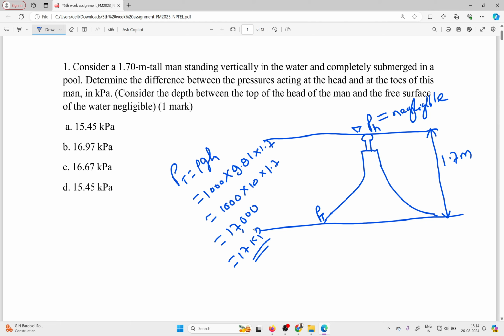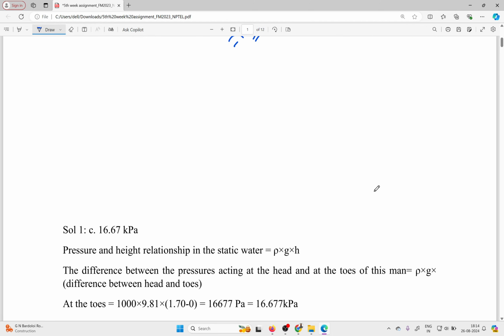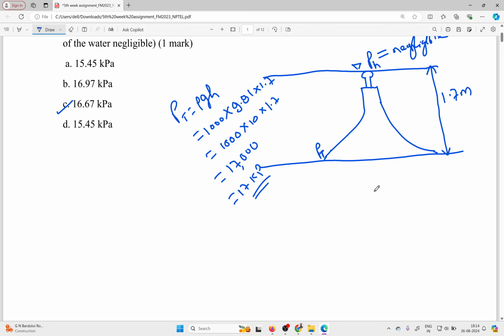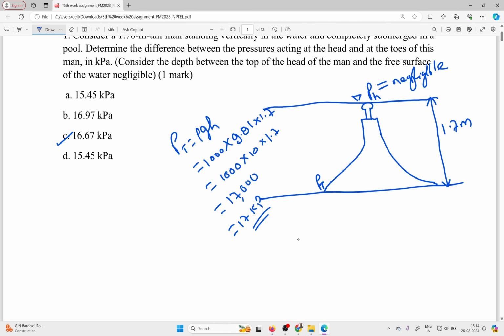So your actual answer will be a little bit less than 17, right? So it may not be exactly 17. Option C may be correct if I am not wrong. Yes, option C is correct. You can see here, it is asking for the difference. If you calculate the difference, pressure at toe minus pressure at head, it will be 0 at head. So definitely your pressure difference is only at the toe, because negligible depth is already given in the question.